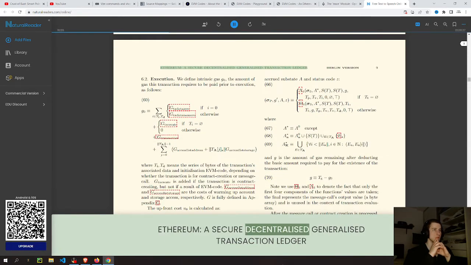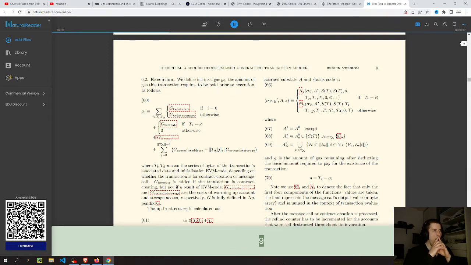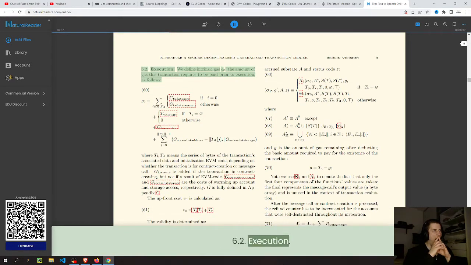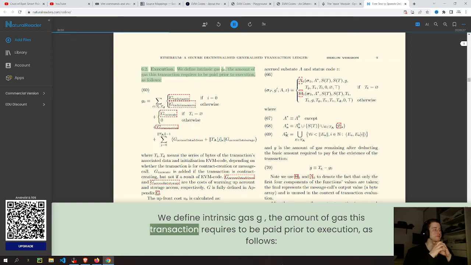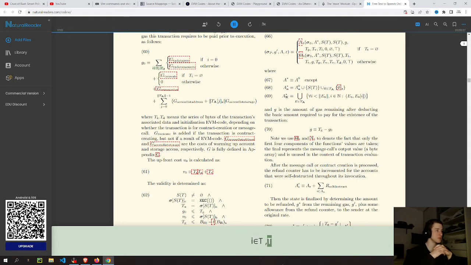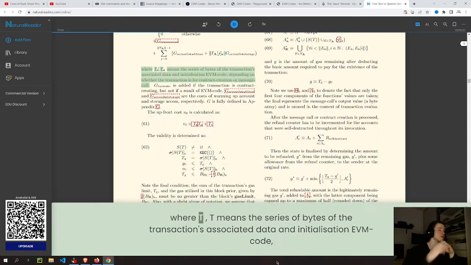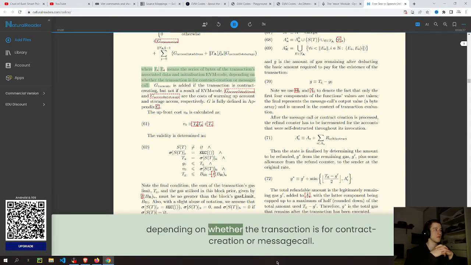Ethereum: a secure decentralized generalised transaction ledger, Berlin version 9. 6.2 Execution. We define intrinsic gas g0, the amount of gas this transaction requires to be paid prior to execution, as follows. Where T_d means the series of bytes of the transaction's associated data and initialization EVM code, depending on whether the transaction is for contract creation or message call.